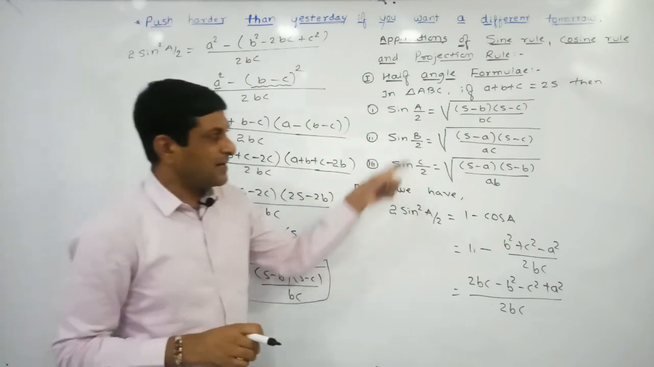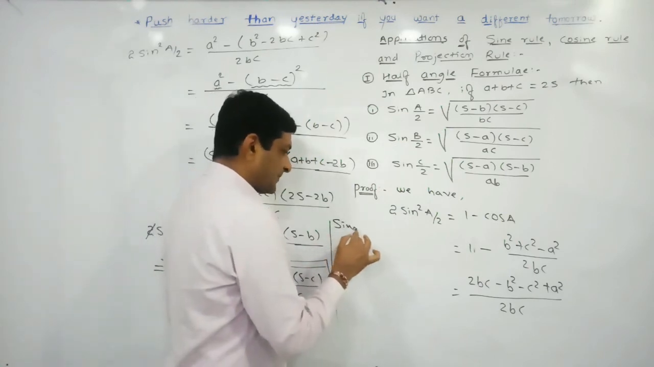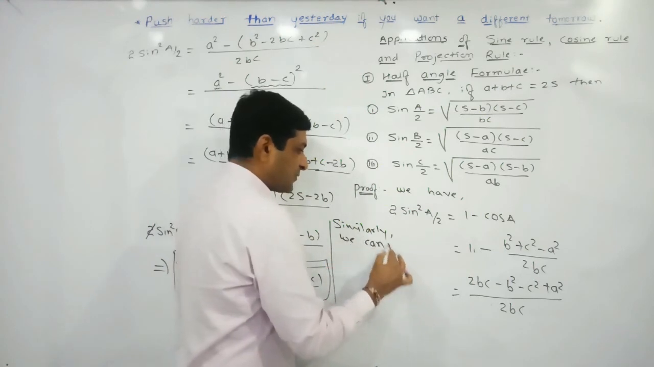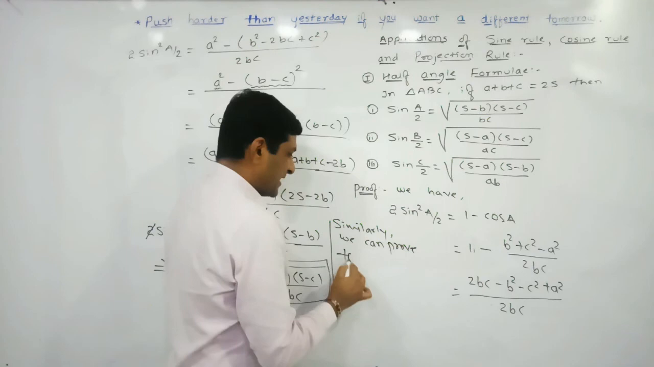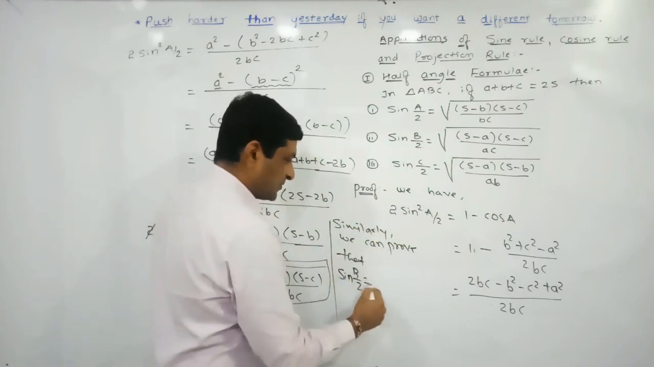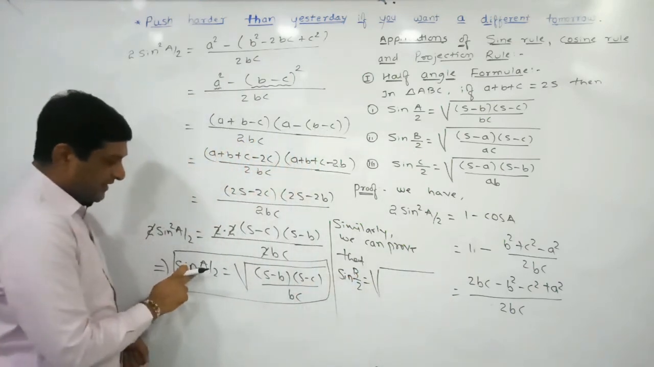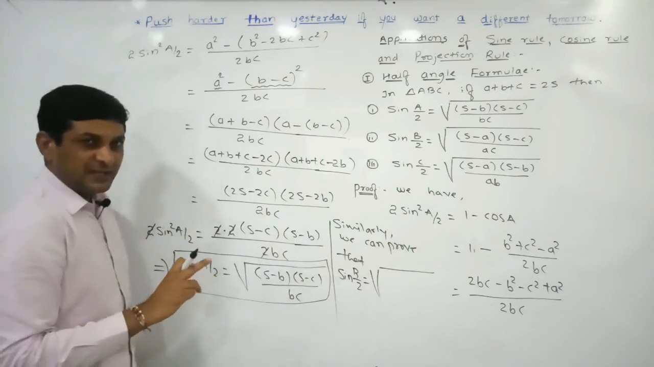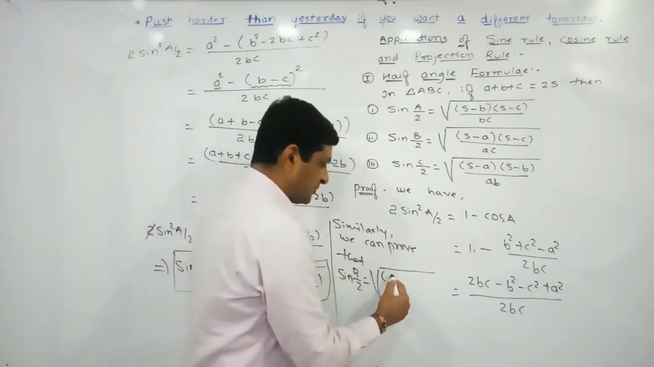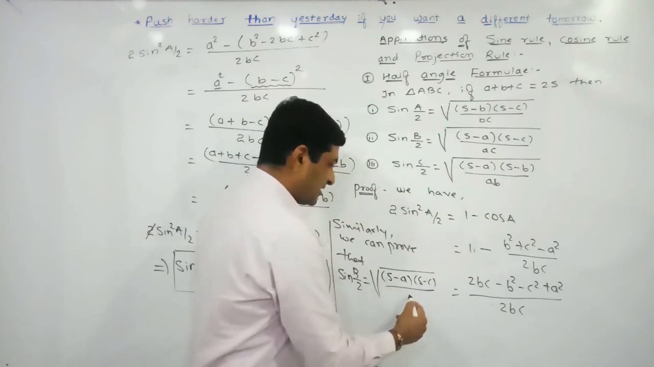Using the same method we are able to prove the remaining 2 results. Lastly, write it yourself similarly. Similarly we can prove that sine b by 2 is equal to under root. If b is there, then in the numerator, the term s minus b is missing, so we will get s minus a into s minus c divided by ac.